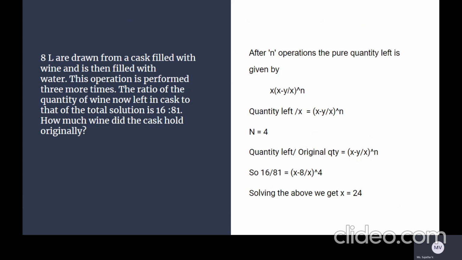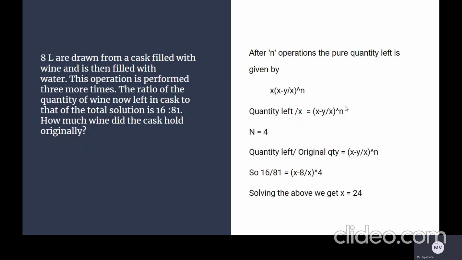The ratio of the quantity of wine now left in the cask to that of the total solution is 16 by 81. So let us look at this formula. The formula is giving us the pure quantity left. If I take X to the other side, the formula becomes quantity left by X. What is X? X is the original quantity of pure liquid in the vessel. So quantity left by original quantity is equal to, we are left with this on the right hand side.